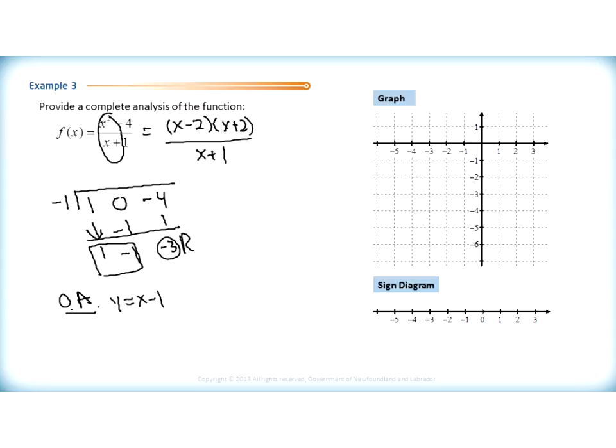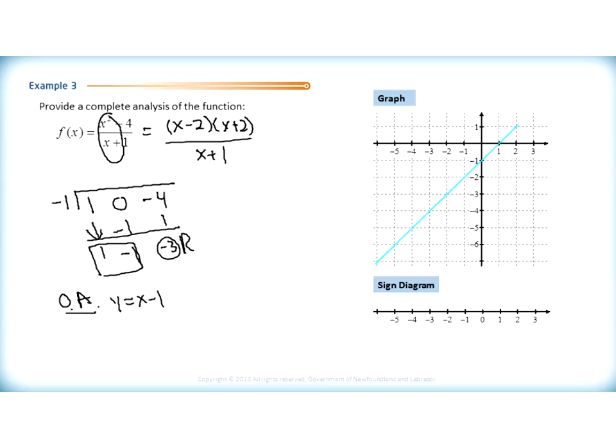Okay, so let's draw that line on the graph to get started. So we've got an oblique asymptote at y equals x minus 1. So we're going to draw a line with a slope of 1 going through -1, and it should look something like that. So there's our oblique asymptote.